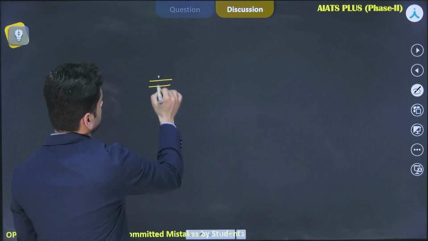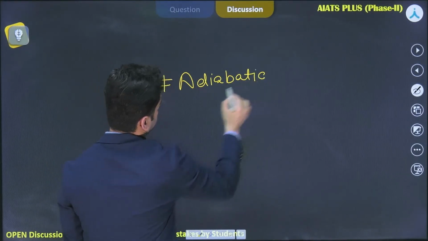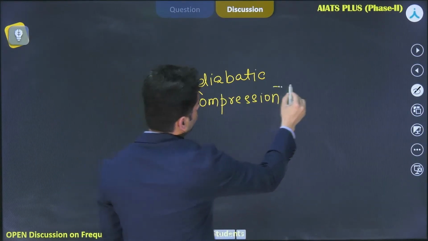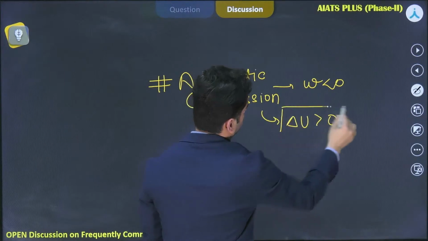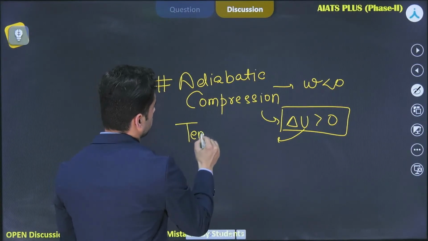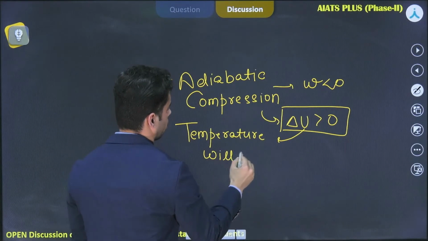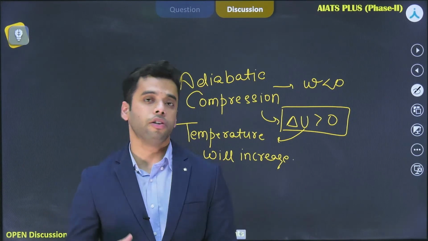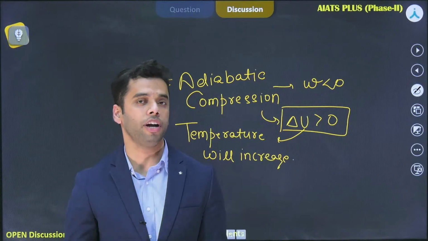But if adiabatic compression is taking place, in that case work done will be less than 0. It means that delta U will be greater than 0. And if internal energy change is greater than 0, it means that temperature will increase. So in adiabatic compression, the temperature will increase, and in adiabatic expansion, the temperature is going to decrease. But the key concept over here is that there is no transfer of heat at all.